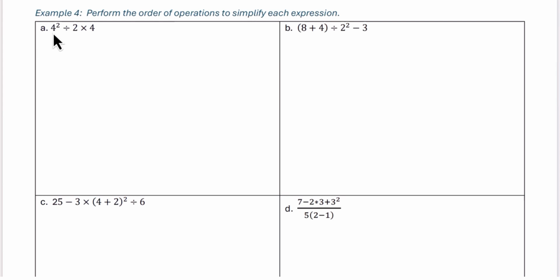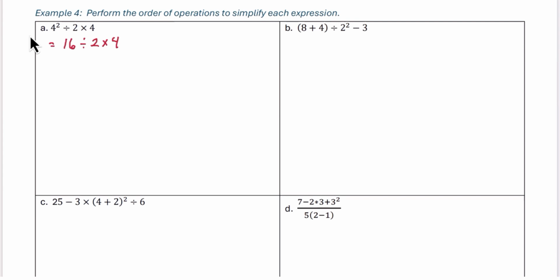Up first, we have 4 squared divided by 2 times 4. The first step in the order of operations is grouping symbols. Notice we don't see any grouping symbols here, so we move on to step 2, which is exponents. And we do have an exponent, 4 squared. 4 times 4 is 16. So this is equal to 16 divided by 2 times 4.